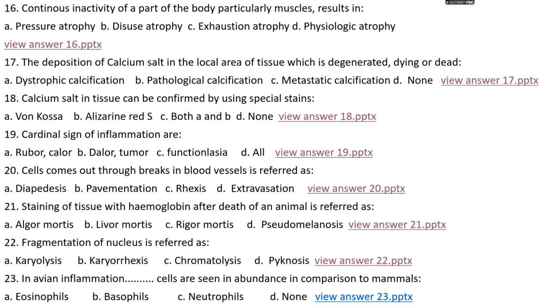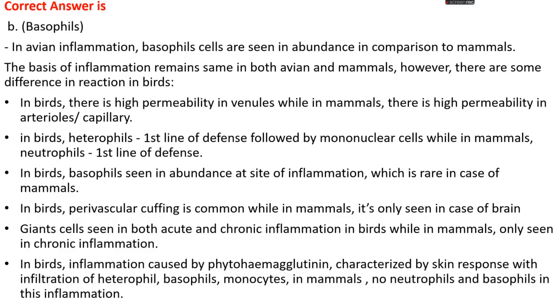Okay. Question number 23. In avian inflammation, dash cells are seen in abundance in comparison to mammals. Option A, eosinophil, option B, basophil, option C, neutrophil, option D, none. The right answer is option B, that is basophil. In avian inflammation, basophil cells are seen in abundance in comparison to mammals. The basics of inflammation remain the same in both avians and mammals.